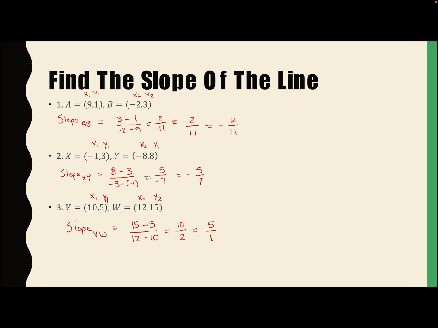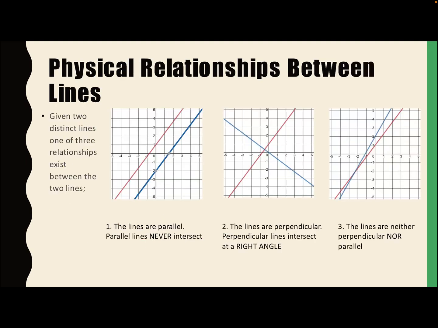All right, so that's a quick review of the slope formula. There are 3 relationships that exist between a pair of lines. The 2 lines are parallel, and parallel means that the lines never intersect. The lines could be perpendicular. Perpendicular lines intersect at a right angle. So right here, we can put in that symbol for a right angle. Or the 2 lines are neither perpendicular nor parallel, which means they just intersect once, but not at a right angle.